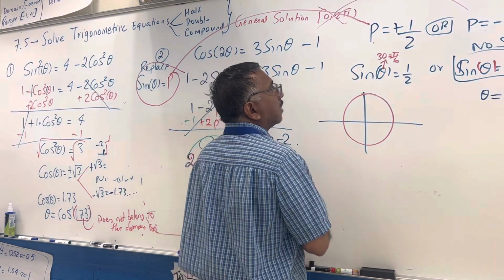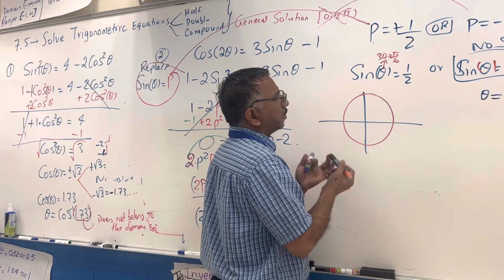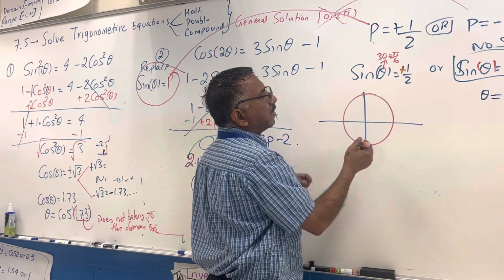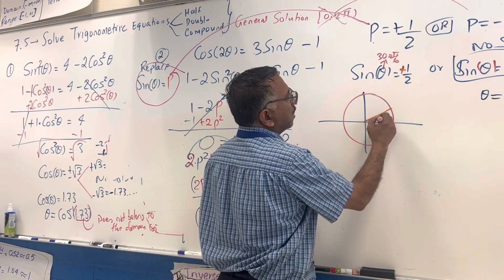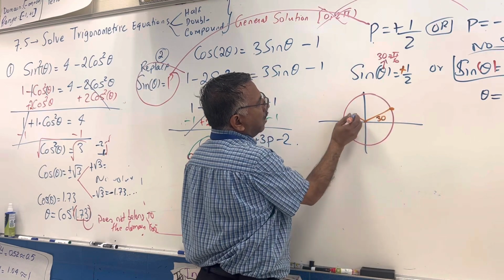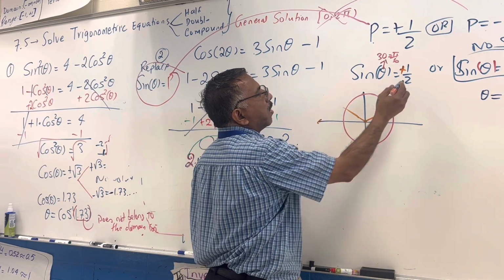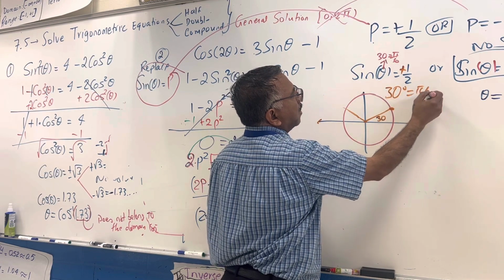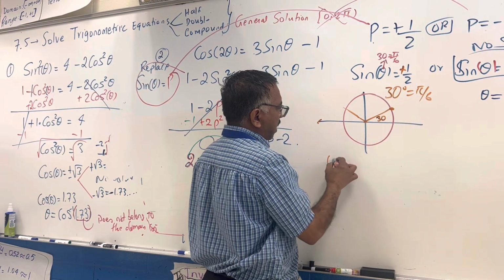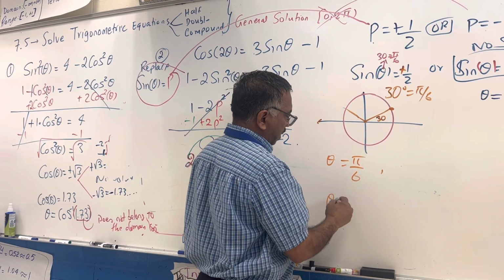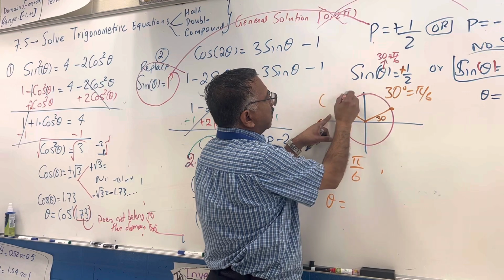Pi by 6, right? So we want the answer to be positive. Where is sine positive? In the first quadrant, where 30 degrees is pi by 6. So one solution is theta equals pi by 6. Another one is in the second quadrant, where the sine is also positive.